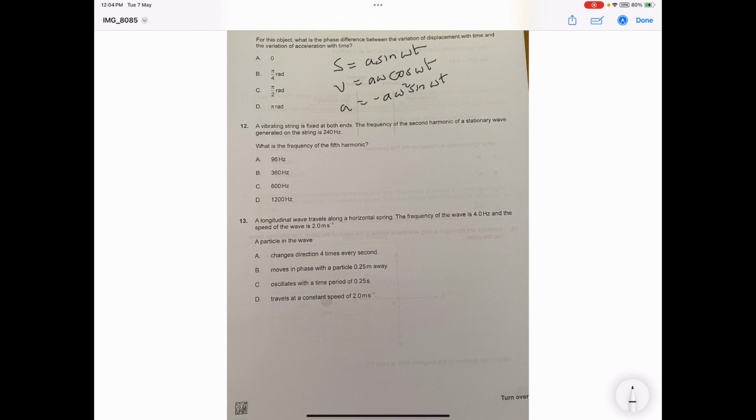So it says, what's the phase difference between the variation of displacement with time and acceleration with time? Displacement is A sine omega t, and acceleration is minus A omega squared sine omega t. So there's a difference of pi over 2 radians between displacement and velocity, and the difference between displacement and acceleration is going to be pi radians. So the answer is D, pi radians.